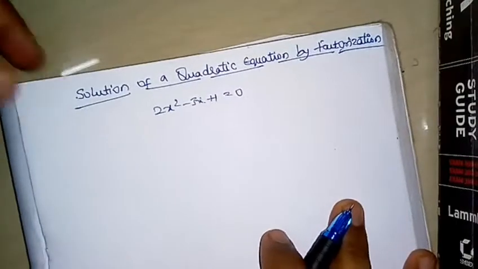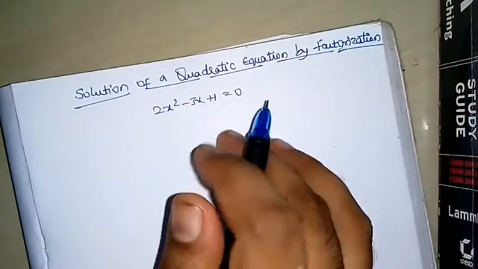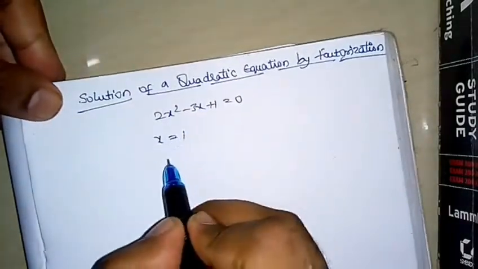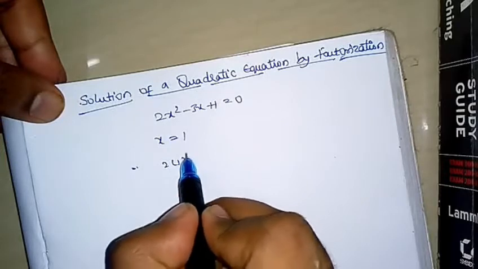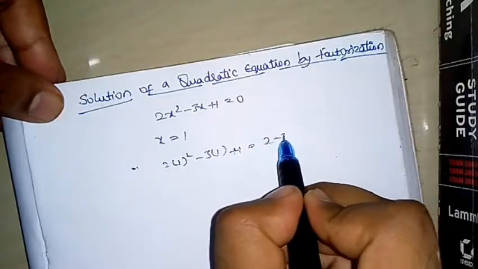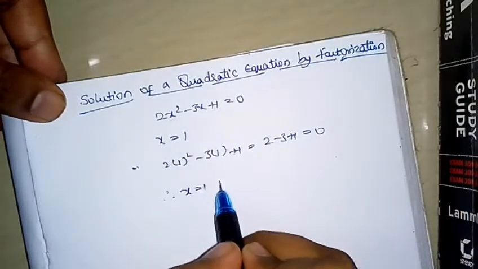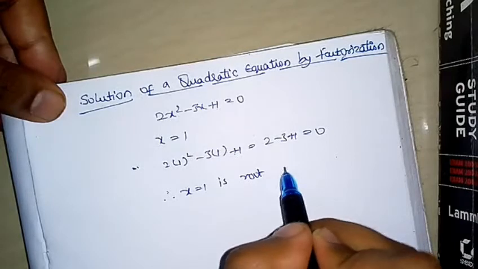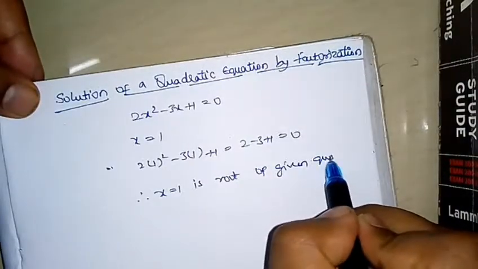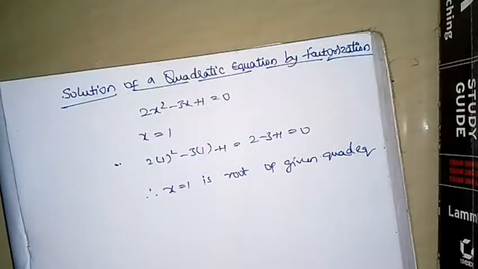If you want to find the roots of the equation by trial and error method, let's substitute x is equal to 1. We get 2 into 1 whole square minus 3 into 1 plus 1, which is equal to 2 minus 3 plus 1 is equal to 0. Therefore x equal to 1 is a root of the given quadratic equation.